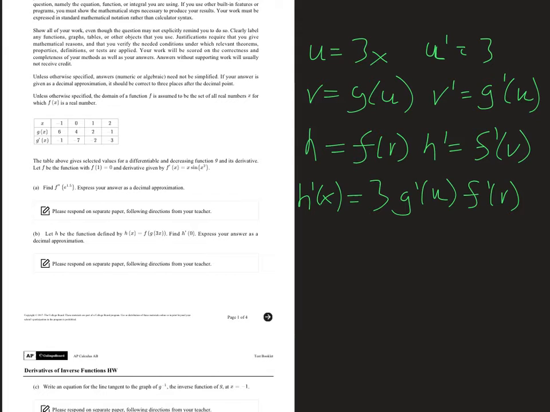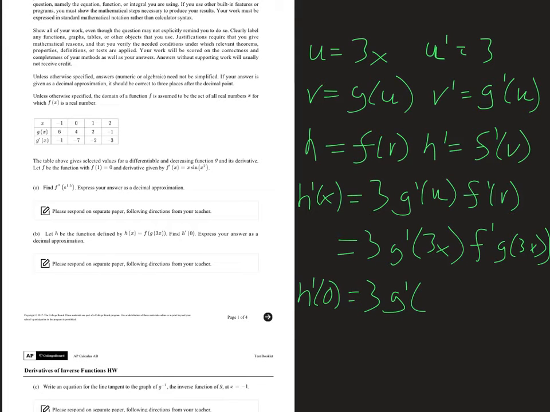Gotta substitute back in for u and v. So it's 3 times g prime of 3x, since u is 3x. And then instead of f prime of v, that's really f prime of, well, v is g of u, so that's really f prime of g of 3x. And now I want h prime of 0. So that's 3 times g prime of 0, because 0 times 3 is still just 0, times, missed a parenthesis there, sorry, f prime of g of 0.